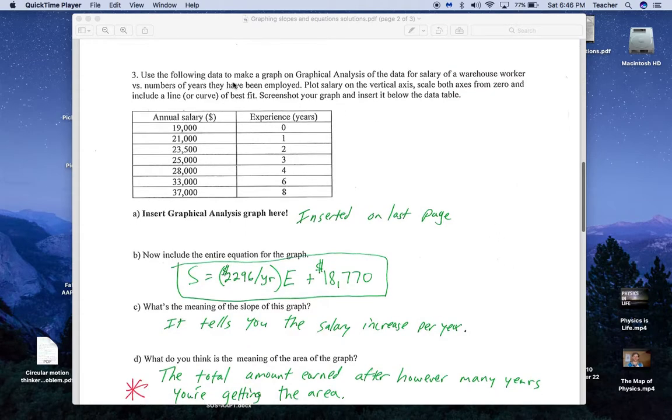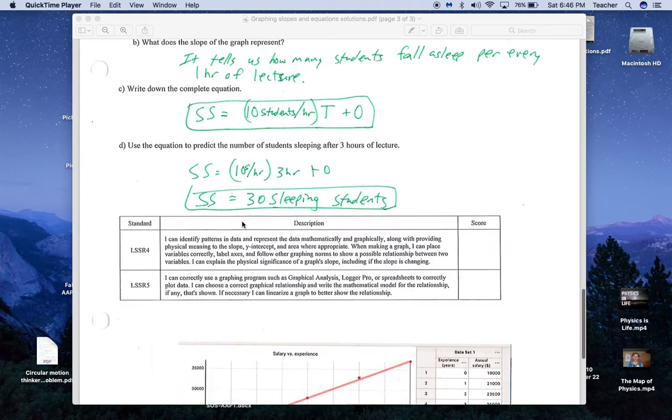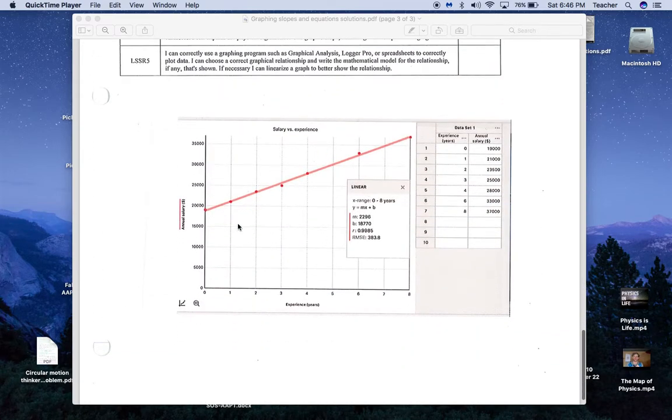Number 3, use the following data to make a graph on graphical analysis for salary versus number of years they've been employed. So I put this on the last page. I'm going to go down there now. So my graph looks like this. Notice I do scale from 0. I think it's important initially, if you remember the misleading graphs ed puzzle I had you do, to not cherry pick and not take a small range of data. So in general in physics, for a while, we're going to want to scale from 0. We will change that probably at some point, but this doesn't just zoom in on the data.